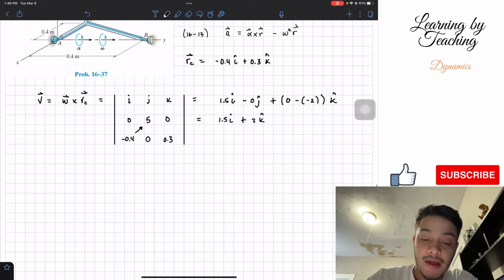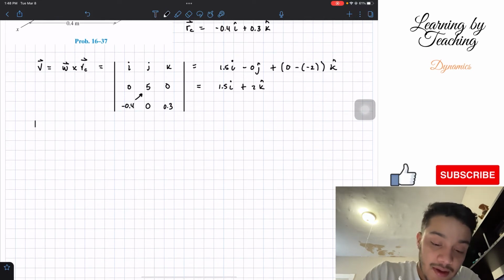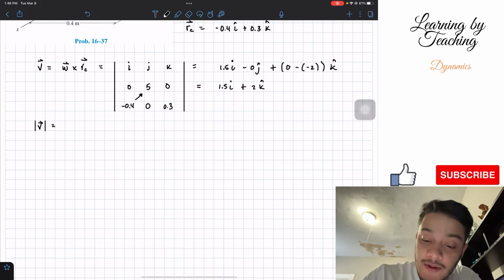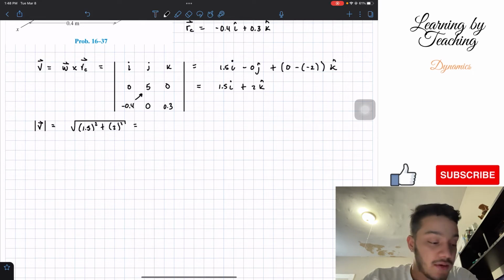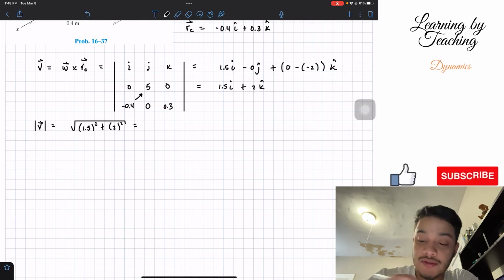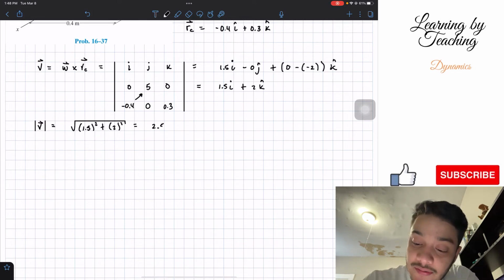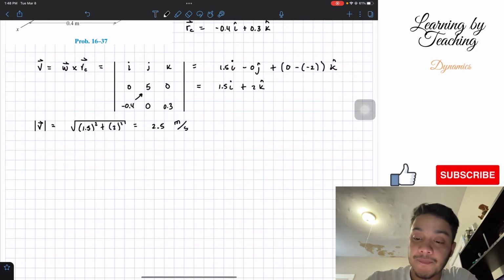So we're going to do the magnitude, and we'll have that the magnitude of my velocity, because that's what the question is asking us, is going to be equal to the square root of 1.5 squared plus 2 squared. And if we plug this into our calculator, this will give me a total of 2.5. And the units for velocity, it should be in meters per second, okay?